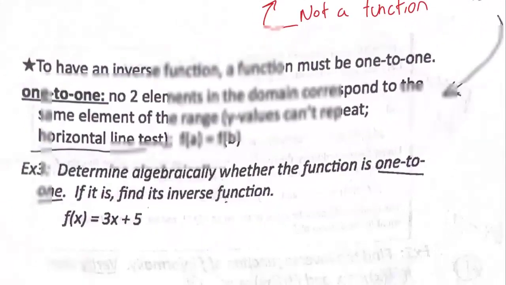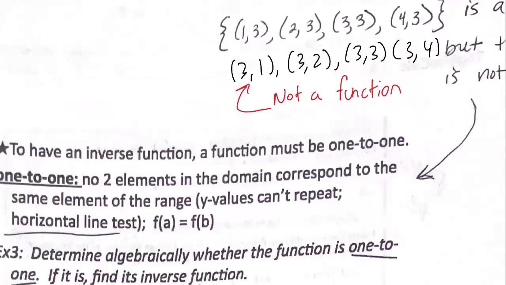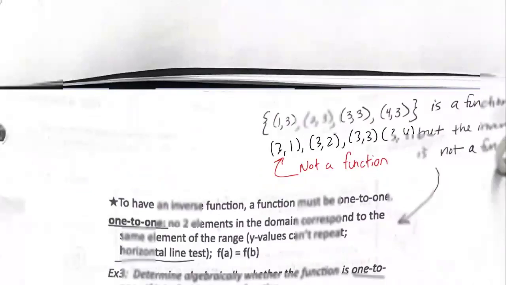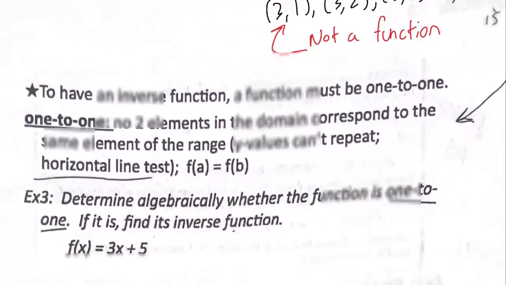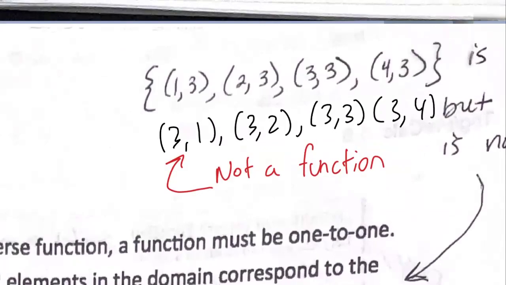To have an inverse function, a function must be one-to-one. One-to-one means no two elements in the domain correspond to the same element in the range. So y values can't repeat. Unlike here, the y values do repeat, right? And then the horizontal line test: f of a is equal to f of b. So right here, if your y coordinates repeat, then you know for a fact the inverse function is not a function. So that's pretty much a shortcut.